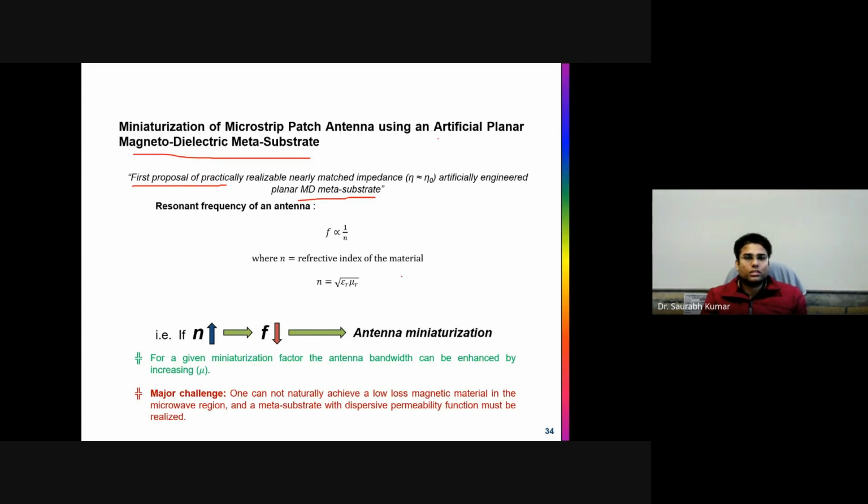So how is this miniaturization achieved? As you know, frequency is inversely proportional to the refractive index, and refractive index is proportional to epsilon and mu. The epsilon drawback I have already discussed: if you increase the epsilon, you will lose the radiation. But if you are able to increase the refractive index, you will be able to reduce the resonance frequency, or you can say miniaturization is achieved.